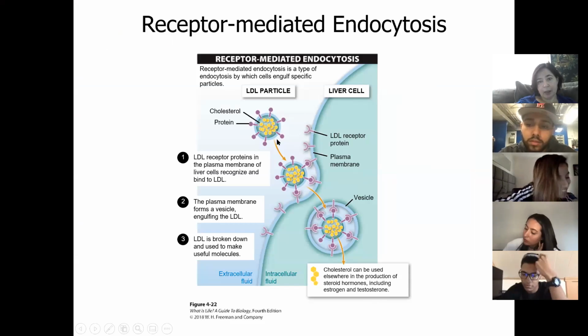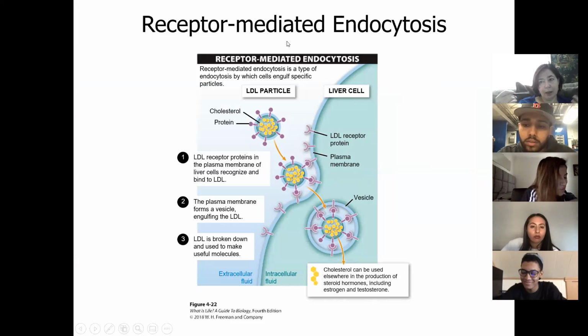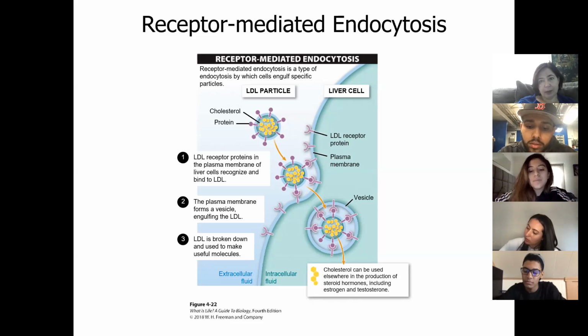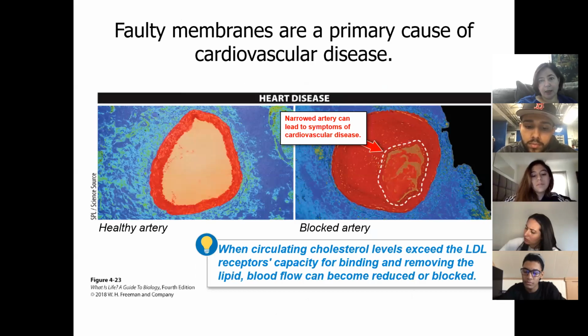So cholesterol is covered by something that looks like antennas, right? They have to bind to receptors, to sensors. So the cell has to recognize first and then take in. Receptor mediated means it has to go through security, through clearance, in order to enter the cell. So this is the third type, receptor mediated endocytosis.